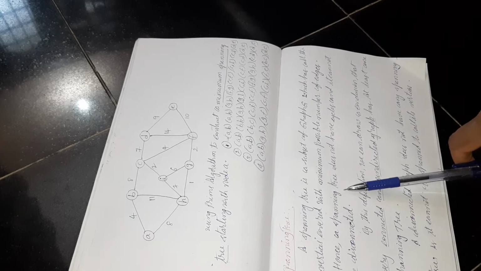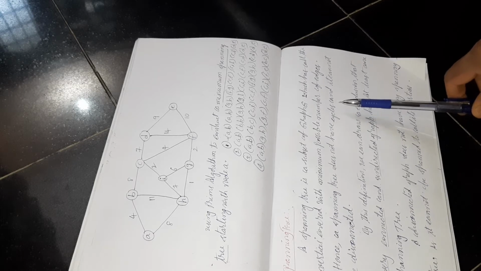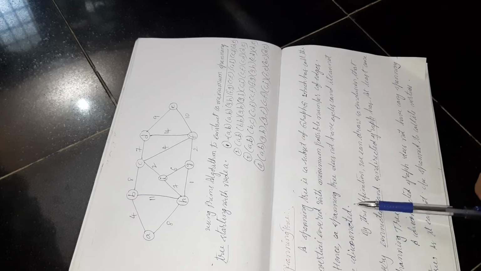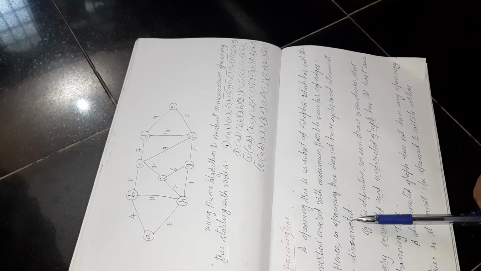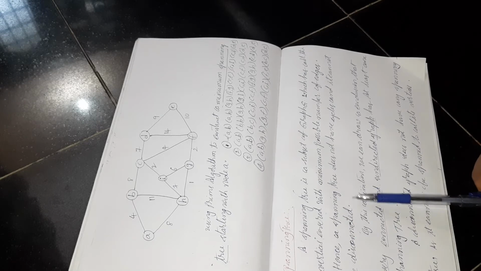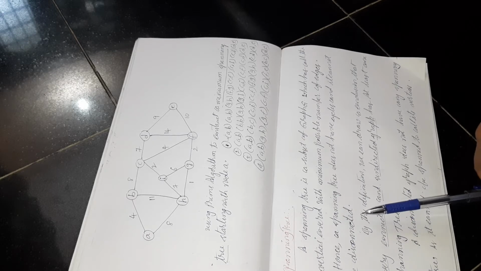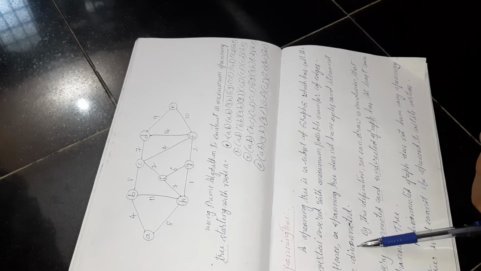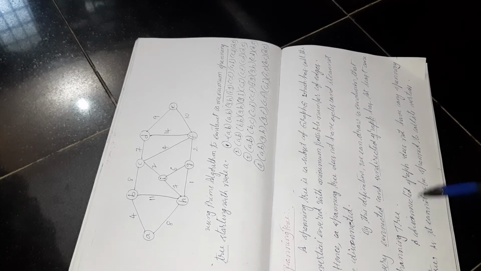Therefore, we have to construct a spanning tree such that it does not have any cycles and is not disconnected. What is disconnected? Disconnected means an isolated vertex, where there is no path to the vertex. If any vertex has no path from the other vertices, then that graph is called a disconnected graph. It should not be disconnected.